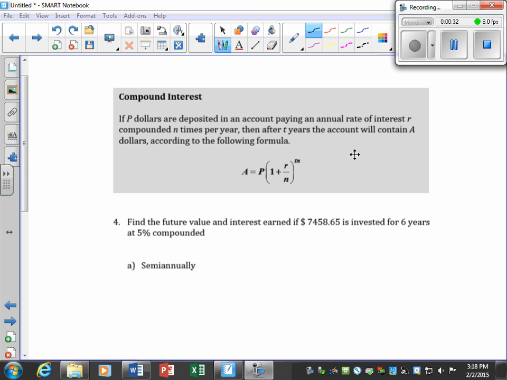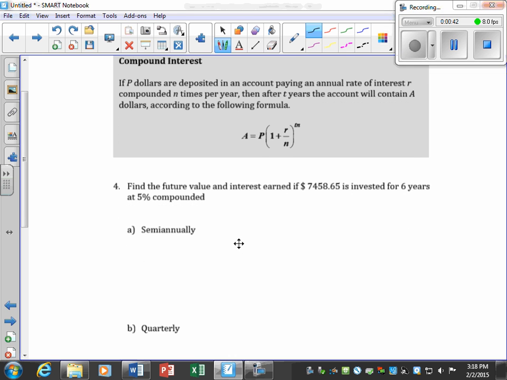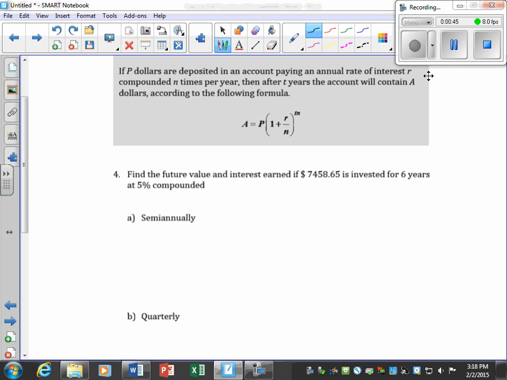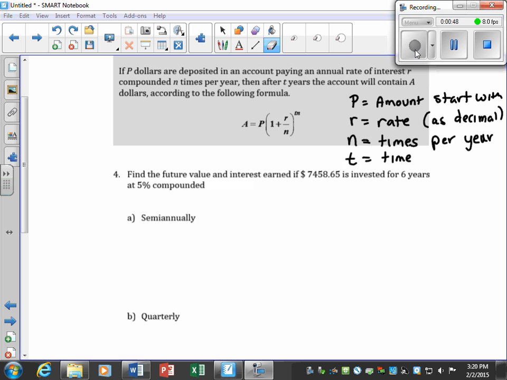Okay, so we want to find the future value and interest earned if this is the money we invest for 6 years at 5% and they compound it semi-annually. So I jotted down our P represents our principal amount, which is the amount you start with. The R is the rate, and you want to write it as a decimal. The N is how many times per year it's compounded, and our T is time. So semi-annually just means that our N is going to be 2.